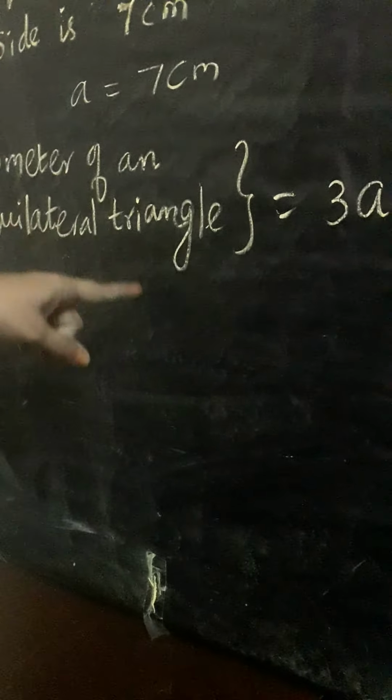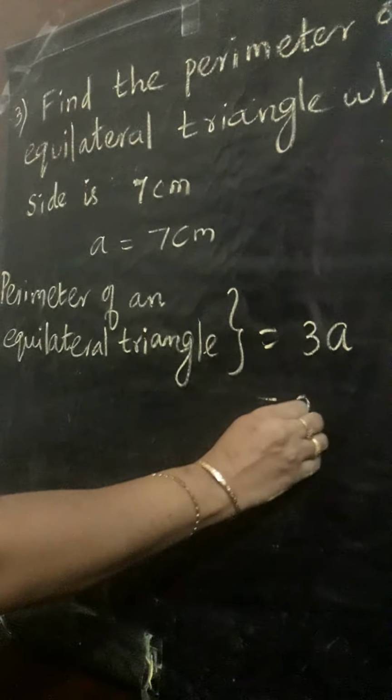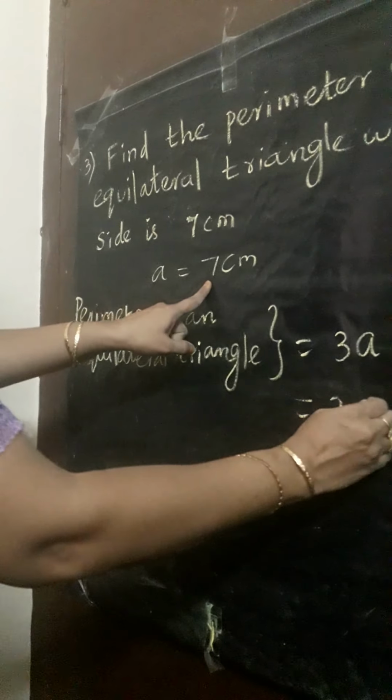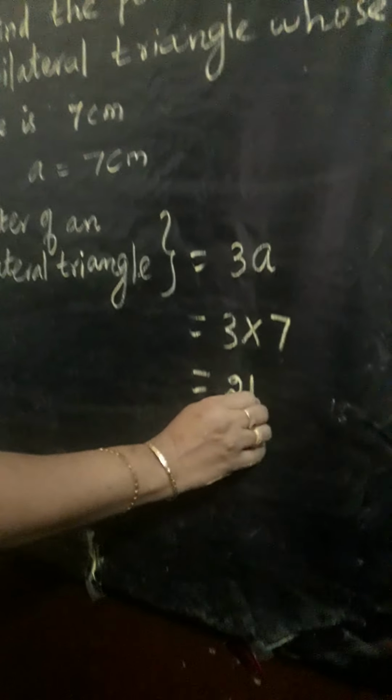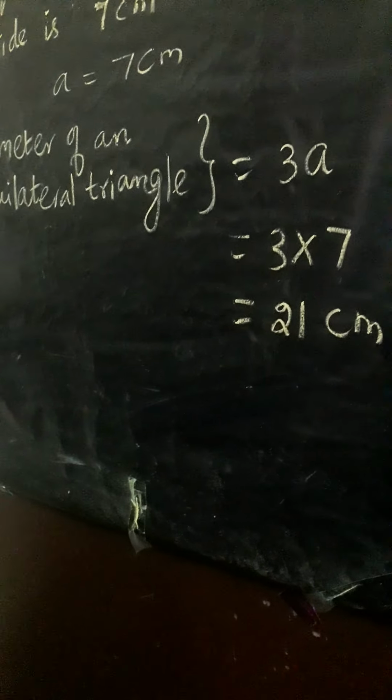Perimeter of an equilateral triangle equal to sum of 3 sides. Here all sides are equal. So 3 sides are equal. So 3A is the perimeter of an equilateral triangle. Here A equal to 7 cm. You substitute the value. 3 7s are 21. So 21 cm is the perimeter of the given equilateral triangle.